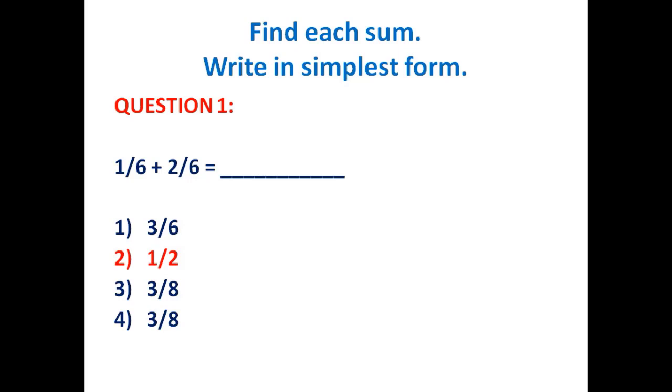Question number 1. 1 upon 6 plus 2 upon 6. 4 options are given. You will have to solve and select the correct answer from the given 4 options. Number 1, 3 upon 6. 2, 1 upon 2. Next is 3 upon 8, and the fourth one is 3 upon 8, and you have to select the correct one.